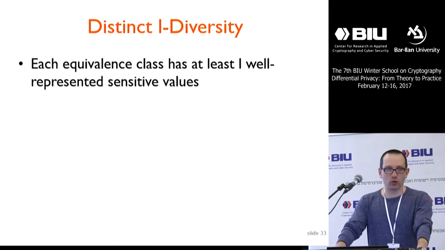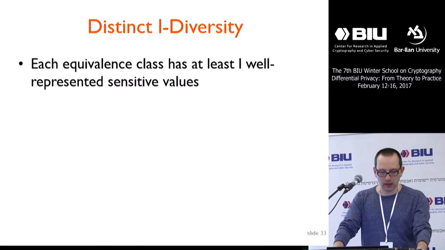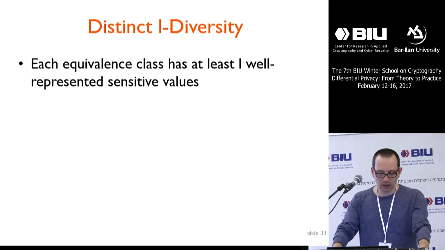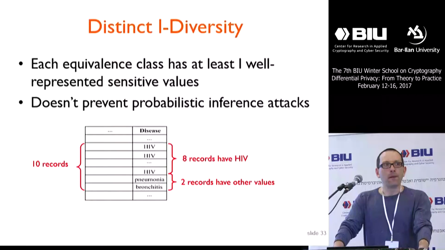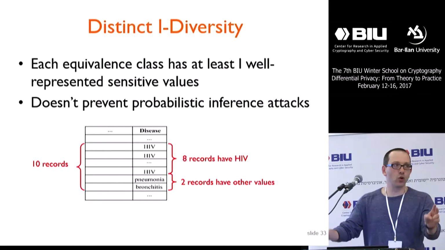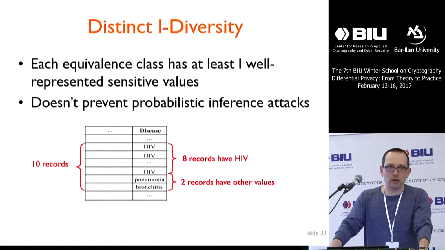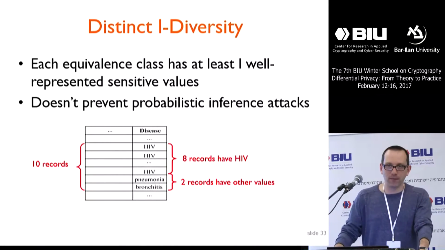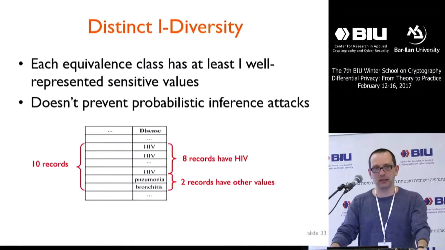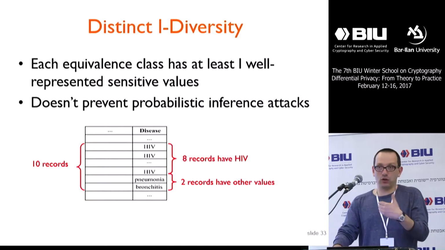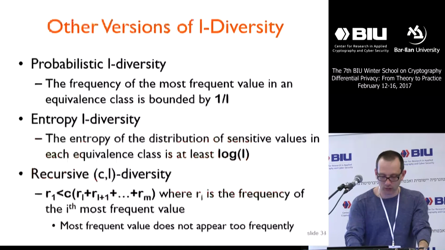So there are several ways to define it. One of them is that each equivalence class has at least L well-represented sensitive values. That in itself doesn't actually prevent probabilistic inference attacks, in part because their diversity requirement, this notion of well-represented, is not related to how common certain attributes are in the population. Which means you can have something that's very diverse by some metric based on its commonality in the equivalence class defined in the release table, but just based on biological knowledge or knowledge about the distribution of the population, you could still be inferring things.